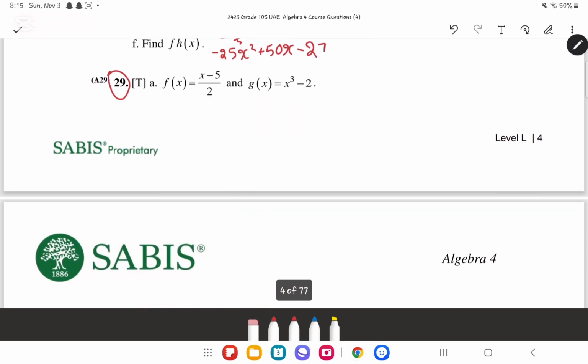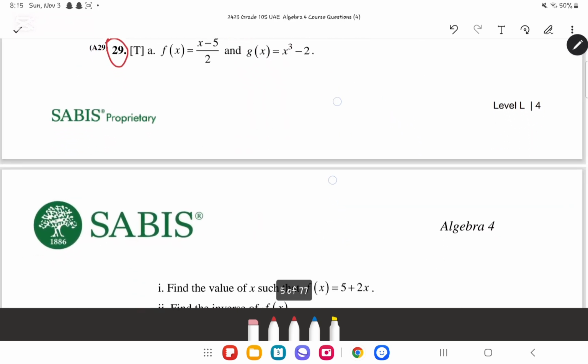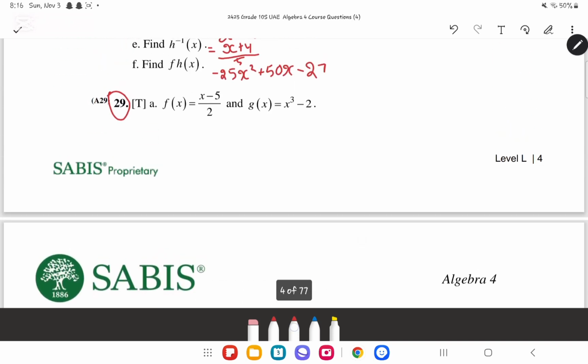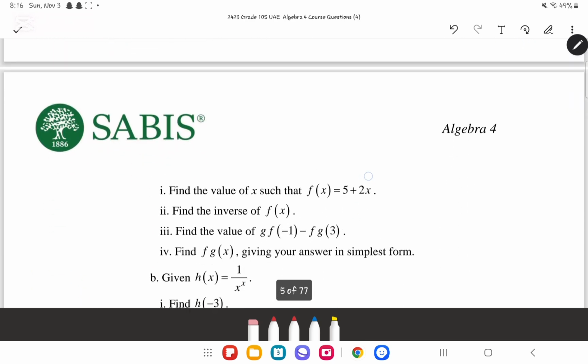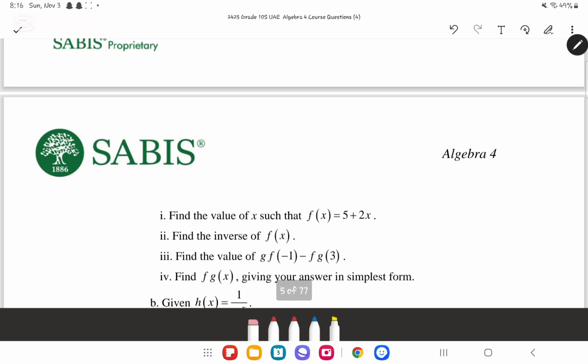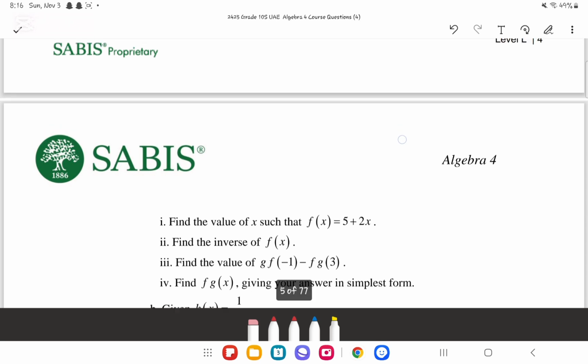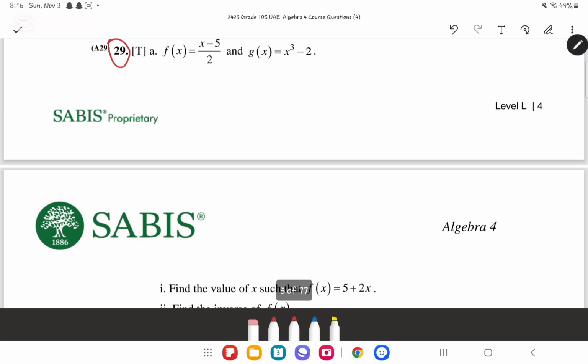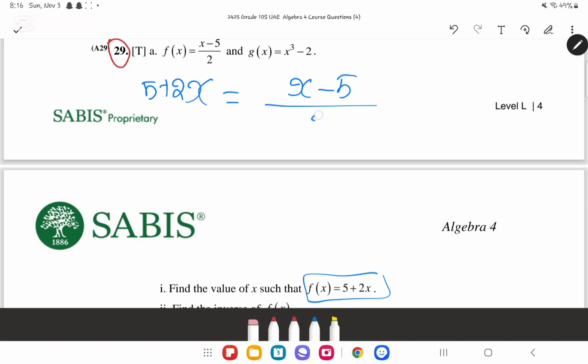We proceed now to top question number 29. They told us we have two functions, fx, which is (x minus 5) over 2, and gx, which is x to the power of 3 minus 2. Two functions. They told us in part A, find the value of x such that fx is equal to 5 plus 2x. Very simply, what they told us is fx is equal to 5 plus 2x. So substitute fx by 5 plus 2x. 5 plus 2x is equal to (x minus 5) over 2.